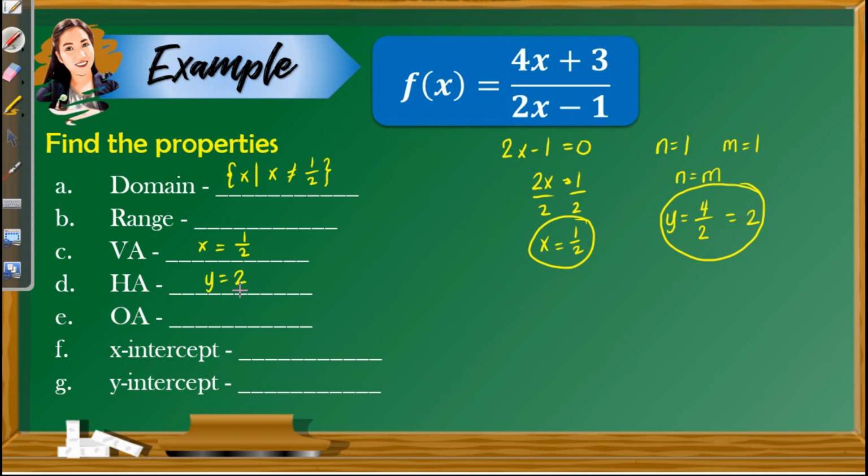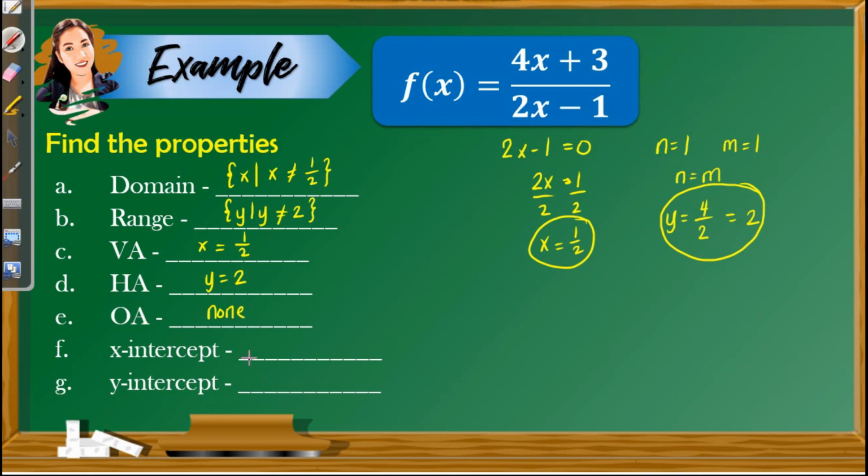Since this is the equation of the line on the y-axis that the graph will not pass through, this is also the value of y that is excluded in the range. So we have the set of y such that y is not equal to positive 2. For the oblique asymptote, always remember that if there is a horizontal asymptote, you do not have an oblique asymptote. We cannot have both horizontal and oblique asymptotes in one function.